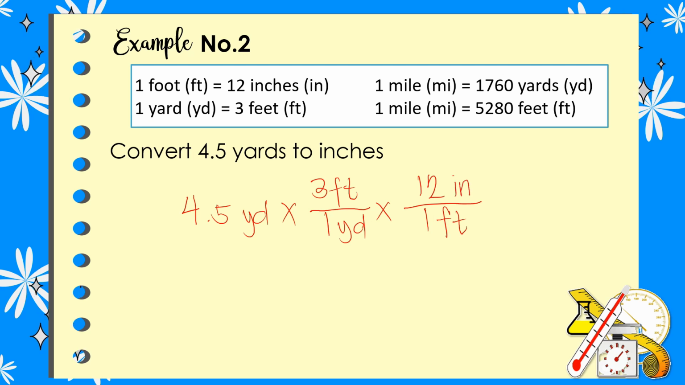Ngayon, i-cancel out na natin yung yard at yard sa ilalim. Yung feet sa taas at yung foot sa ilalim. And, i-simplify na natin. That would be 4.5 times 3 times 12. And the answer is 162 inches.